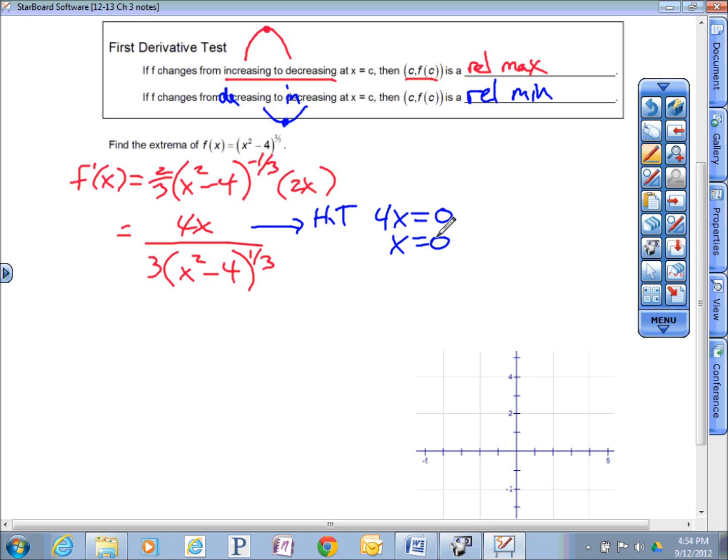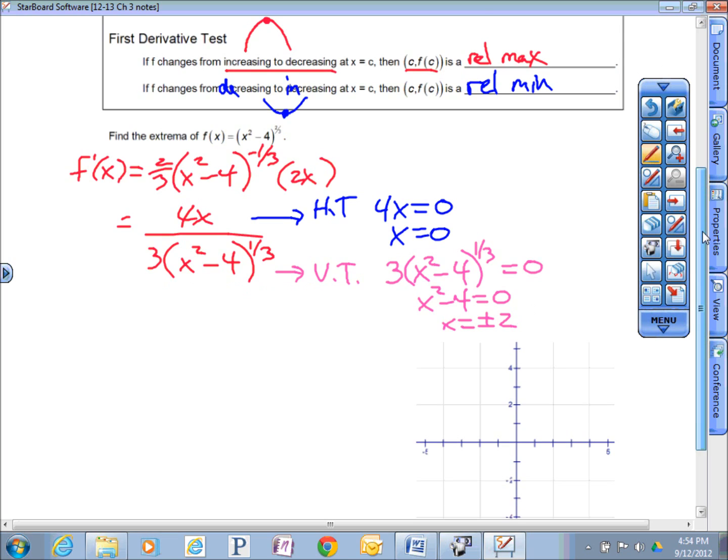And I would have vertical tangents in this problem when the denominator equals 0. So what's going to happen if you set 3 times the quantity x squared minus 4 raised to the 1/3 power equal to 0? Well, you could divide by 3, you still have a 0 on the right. Cube it, you still have a 0 on the right. The only thing we really care about is where x squared minus 4 is equal to 0. So that's going to tell us that happens at x equals plus or minus 2. So we have two potential vertical tangents, and we have one horizontal tangent.